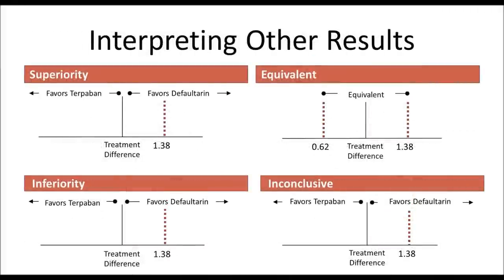Now that we have reviewed the results of the trial, let's review alternate results. If the confidence interval was completely to the left of 1, the results favor terpaban and indicate that terpaban is superior to defaltrin. If the confidence interval is completely to the right of the non-inferiority margin, defaltrin would be considered much better than terpaban, and terpaban is inferior to defaltrin. If the confidence interval is between the equivalency margin, terpaban is considered to be equivalent to defaltrin. And finally, if the confidence interval crosses the delta in any way, results cannot be interpreted, and the trial is considered to be inconclusive.